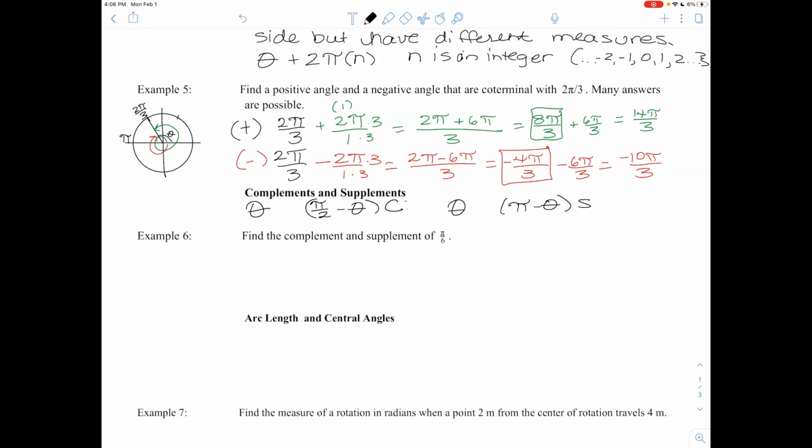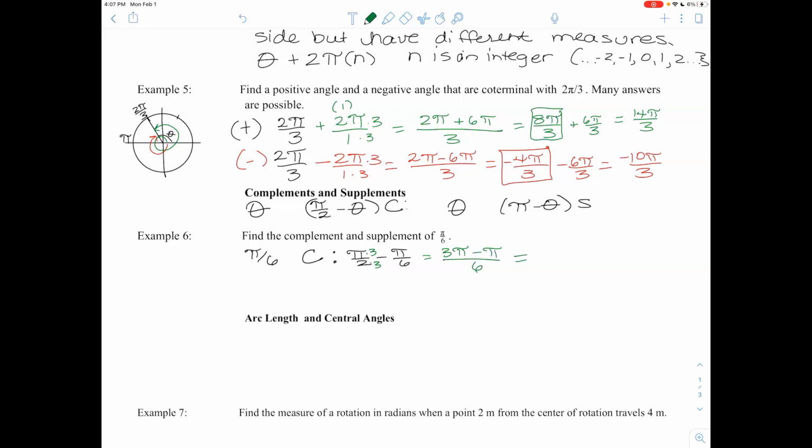And so if I want to find the complement and supplement of pi over 6, so pi over 6 is my angle, pi over 6 radians. Its complement could be found by doing pi over 2 minus pi over 6, right? That's how I find the complement. I really don't need to put that in parentheses there, all right? And so again, here we would need common denominators. So we'll go times 3 over 3. So that would give us 3 pi over 6 minus pi over 6.